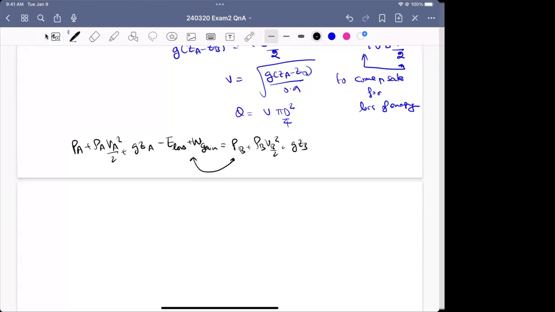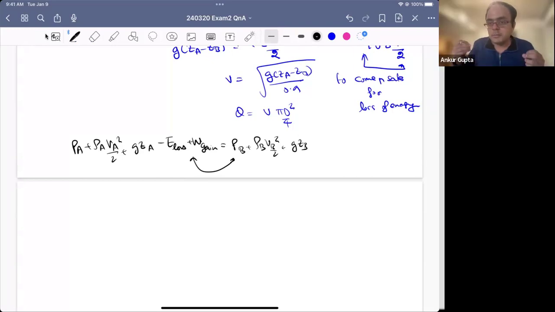Make sense? It's just a way to do an energy balance if you're inputting some energy and losing some energy as well.